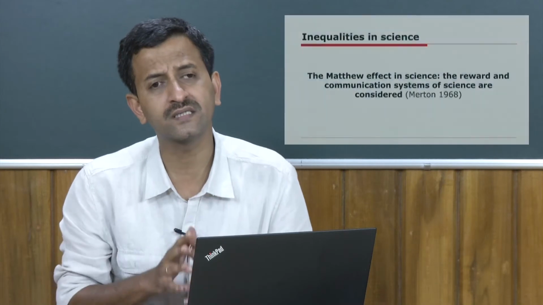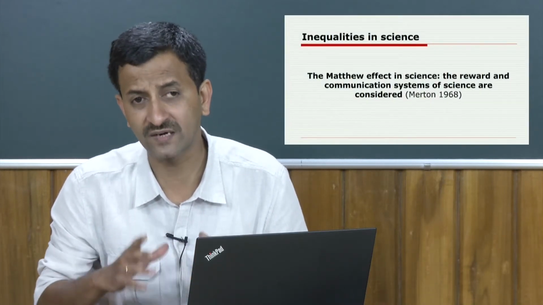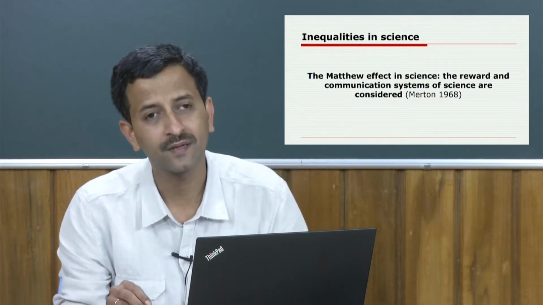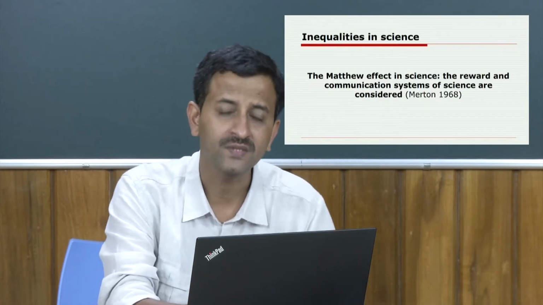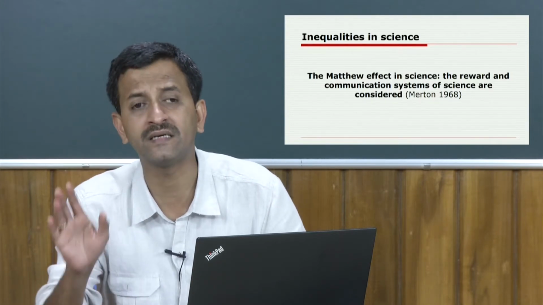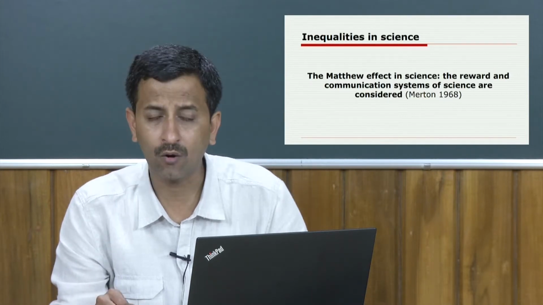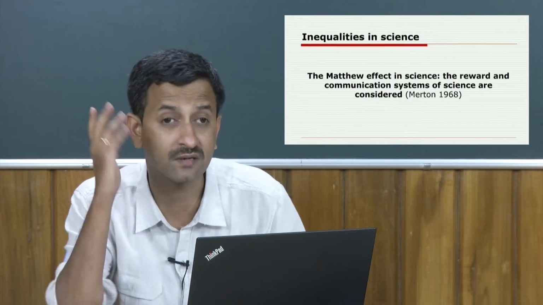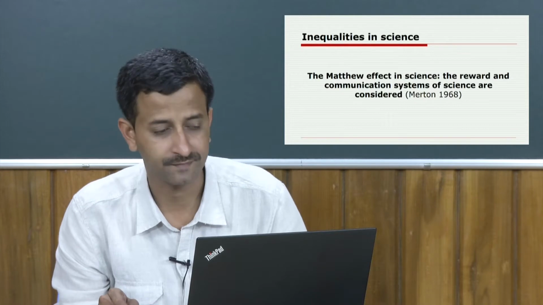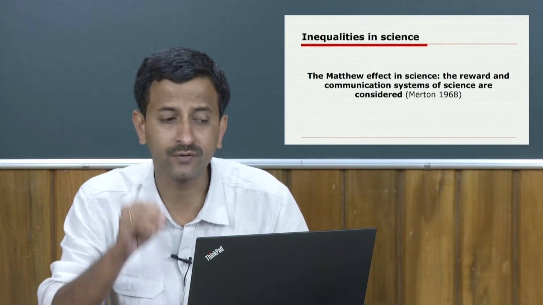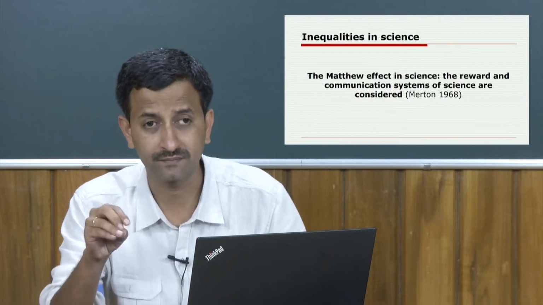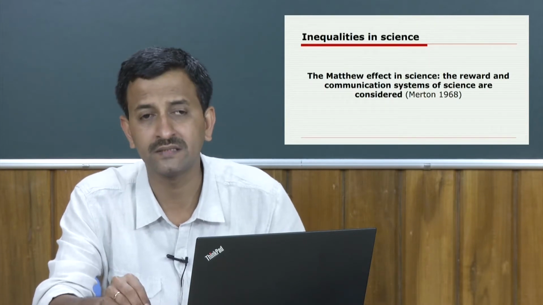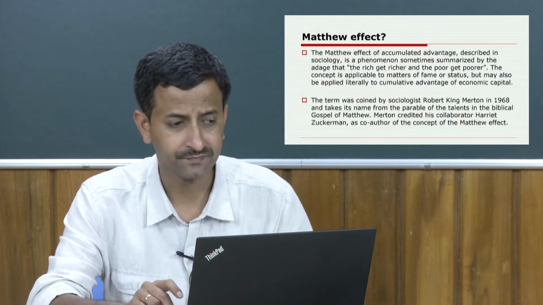We have already discussed how Merton, though a functionalist, tried to deploy the method of functionalism to understand how science is inherently unequal, how science always tries to maintain hierarchy in a given social and political setup, economic setup, cultural setup, institutional setup, ideological setup, and so on. That is why Merton looked at the Matthew effect in science. In this we are going to discuss the reward and communication systems of science. What is that Matthew effect?